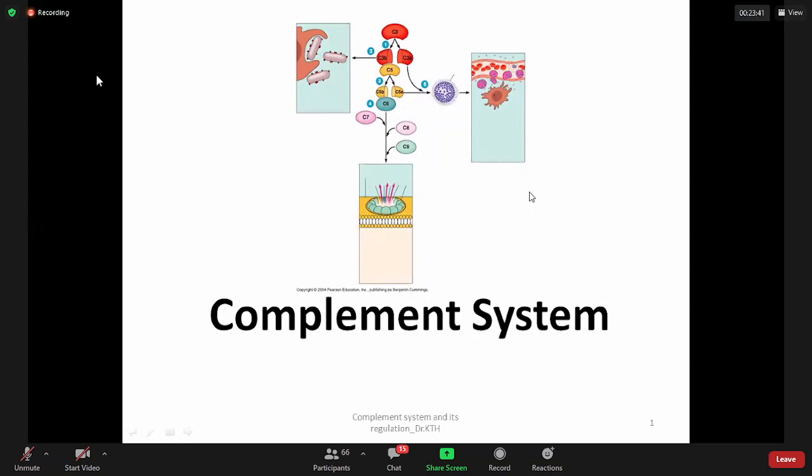Because as you will find, if the body fails to regulate complement, so many things can happen. A patient can actually come in and they have edema because the body is unable to regulate how complement is being activated. And of course, finally, you must be able to tell which diseases can occur if someone has either deficiency or an excess of the complement proteins.